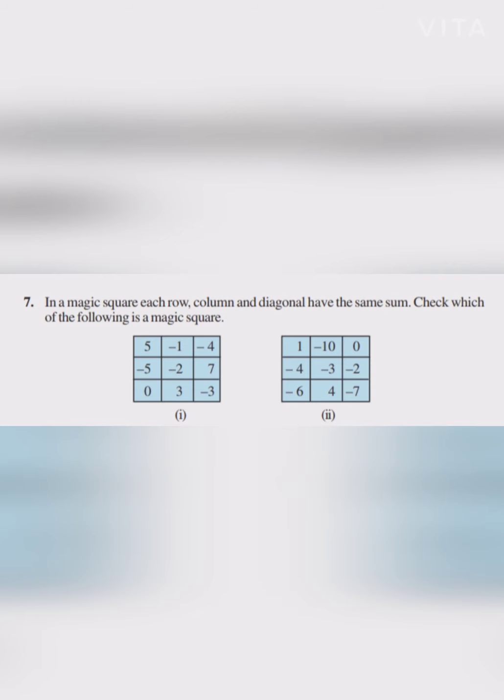Our seventh question is, in a magic square, each row, each column and each diagonal have the same sum. Check which of the following is a magic square. It means that we have to find which is the magic square whose sum is the same whether we check it in rows, in columns or in diagonals.